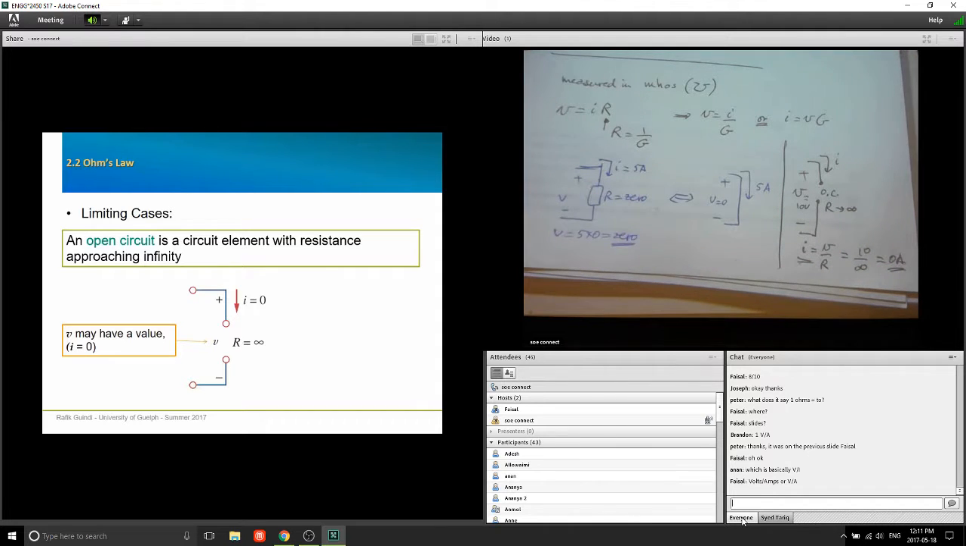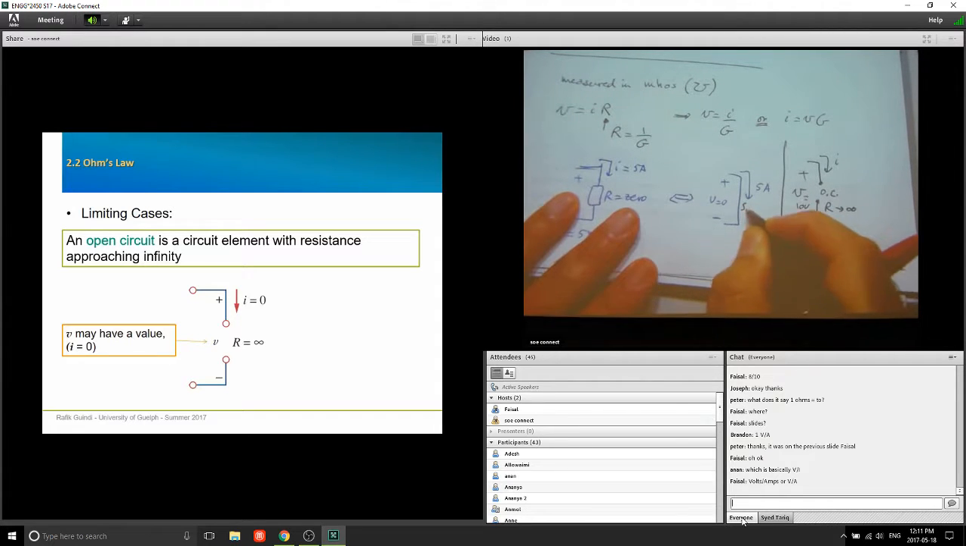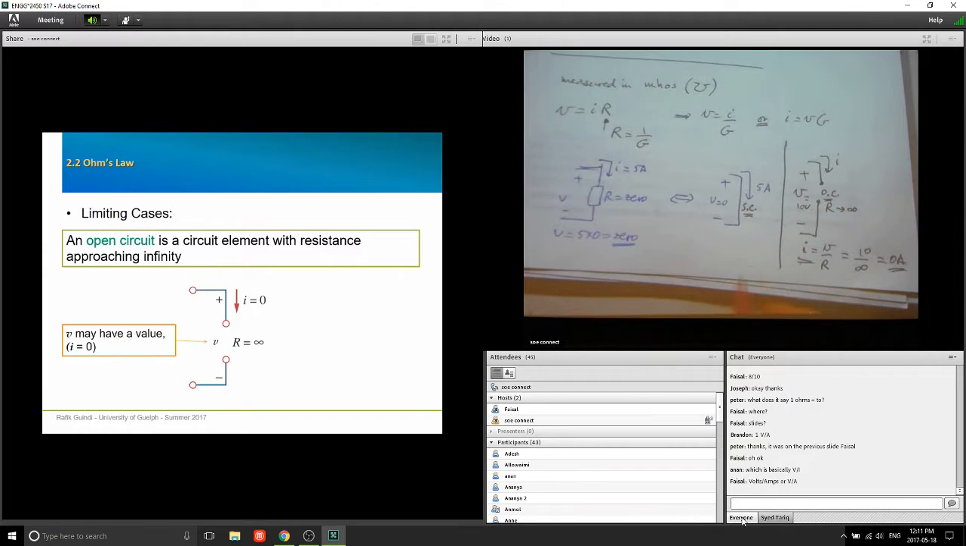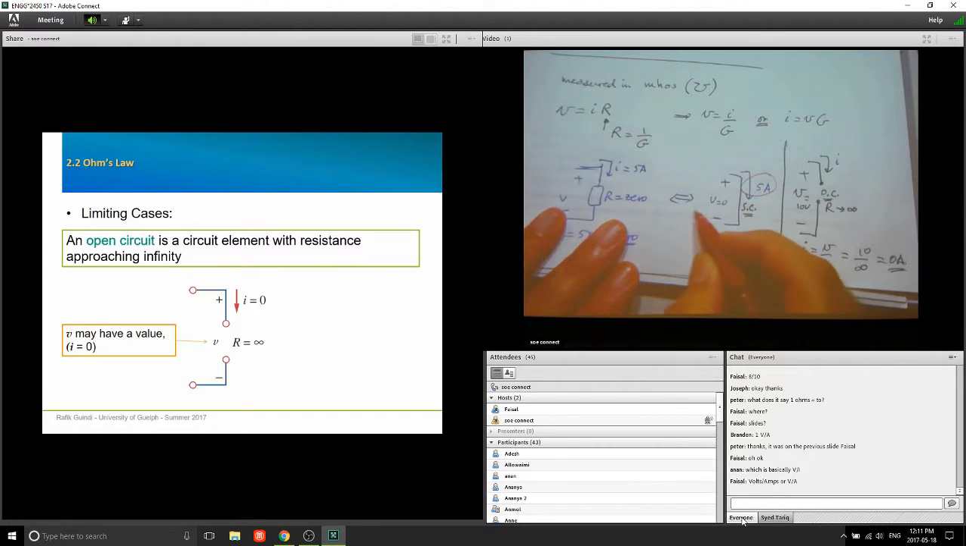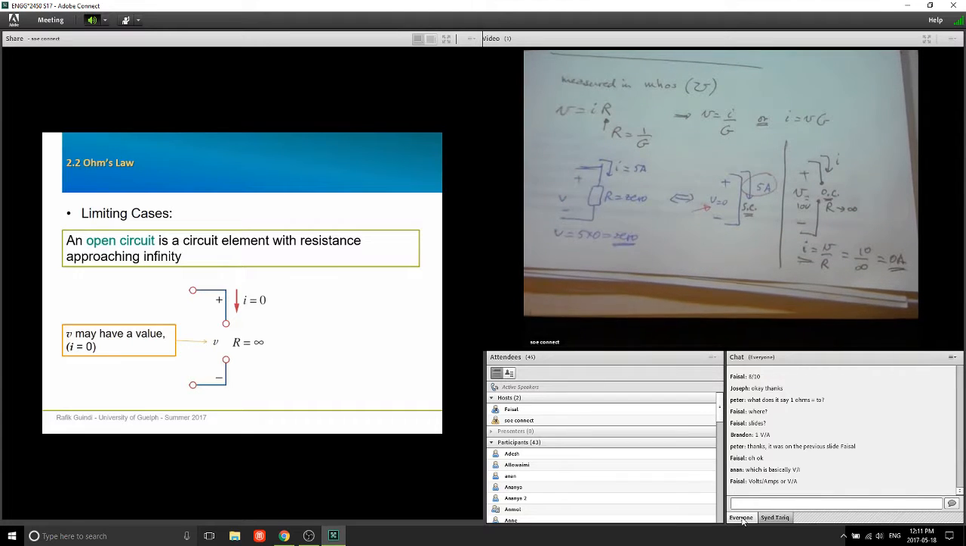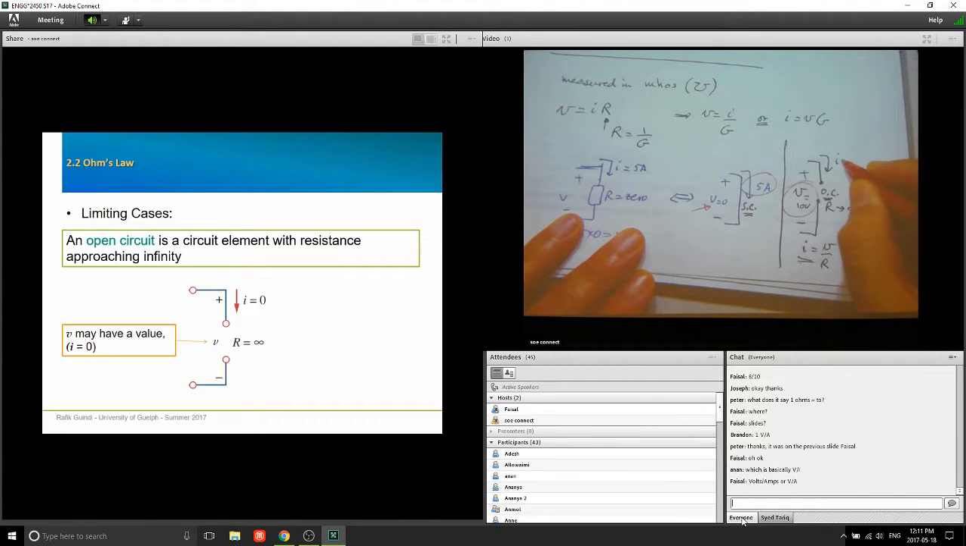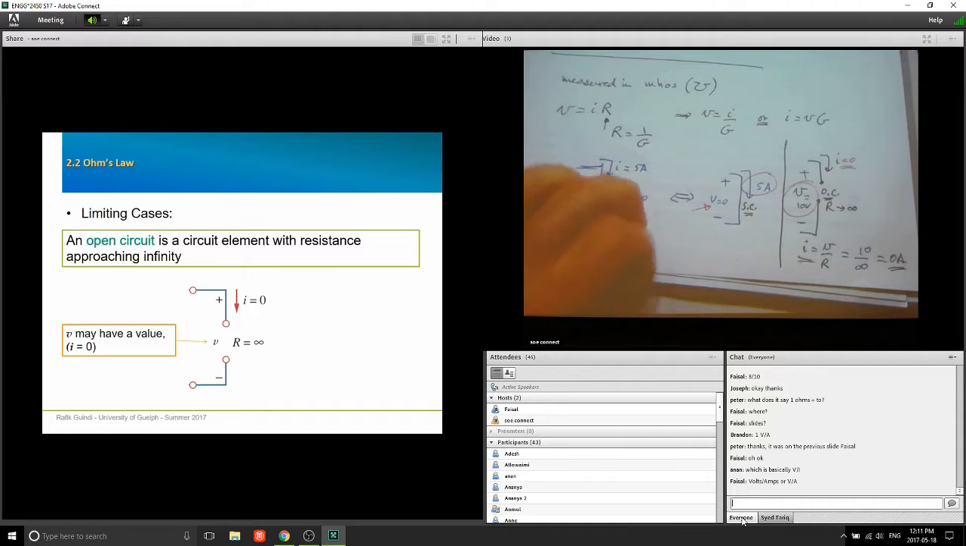So these two limiting cases, what do they tell us? This one I'm going to call short circuit, SC. This one is open circuit, OC. In a short circuit, you can have a current flowing and 0 volts across the ends of your short circuit. When you have an open circuit, you have a voltage, but 0 current flowing through it. These are the limiting cases, and they can still relate to Ohm's law.